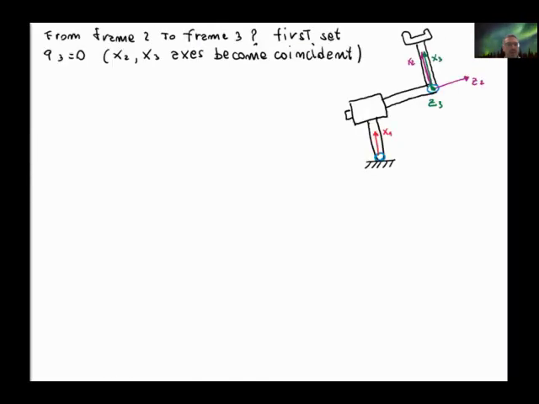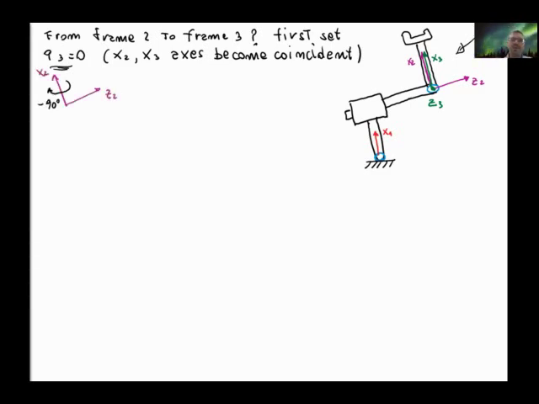And finally, we need to do the last step, that is finding the transformation between frame 2 and frame 3. As before, let's consider first the rigid transformation. We set the third joint variable to 0. This means we are aligning the x-axis together, x2 and x3. And if we look at the previous drawing, you get something like this.